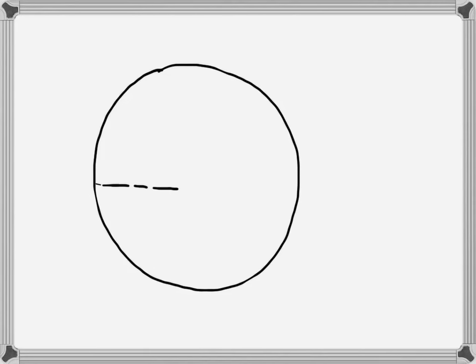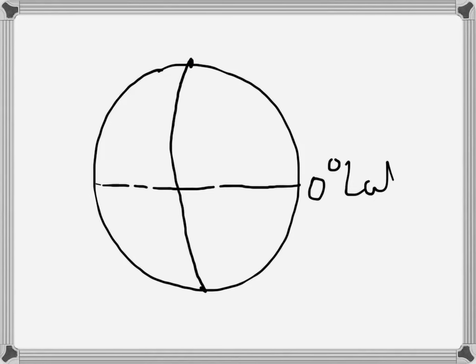Once again, there's the Earth, and we'll put in here the equator. And now what we're going to do is draw an imaginary line from the North Pole all the way down to the South Pole. Now, this line is relatively arbitrary. The fact of the matter is, with the equator, that was easy. The equator is simply the dividing line between the northern hemisphere and the southern hemisphere.